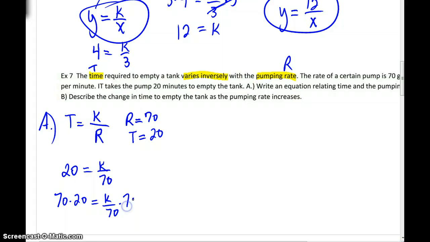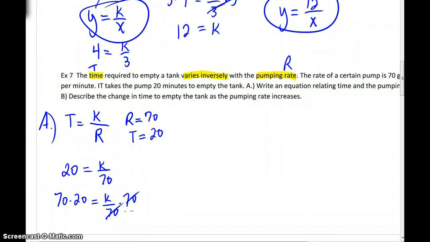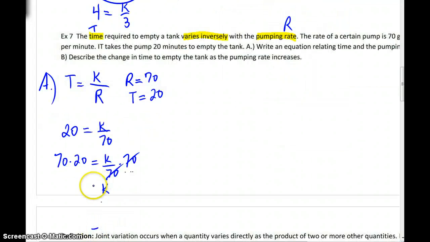And you will get that K is equal to 1400. Now, of course, we're not done. We need to say that T is equal to 1400 divided by R.